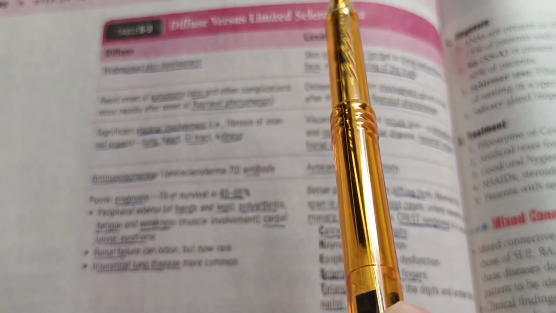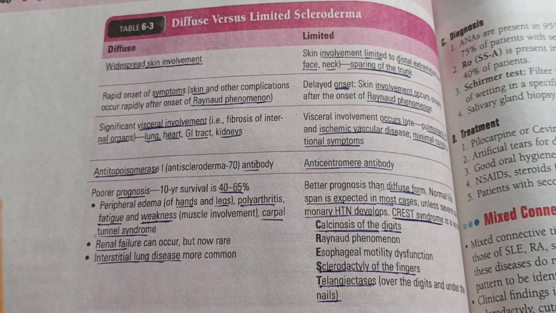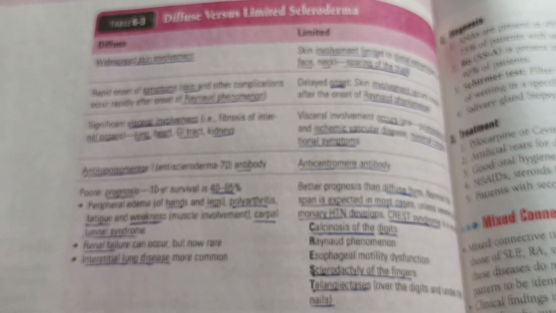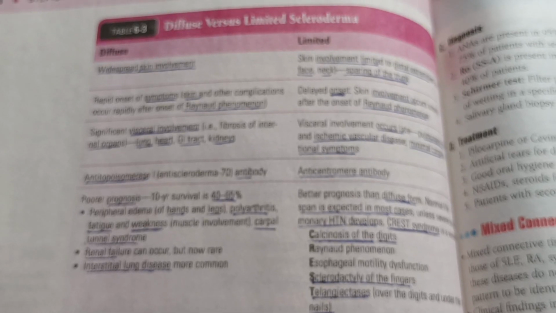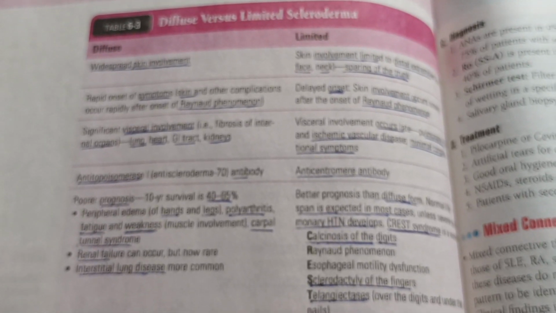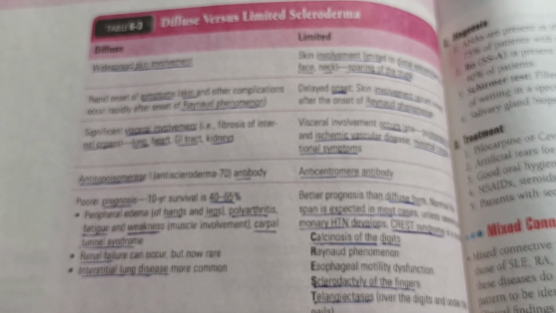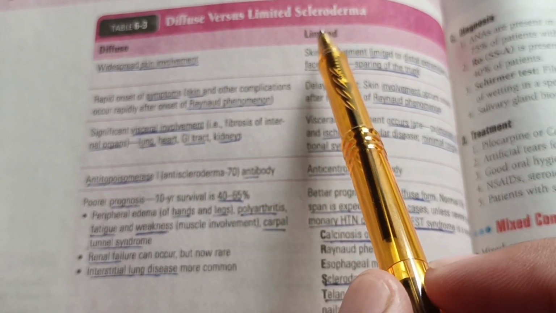So first, I am going to define scleroderma. Scleroderma is an autoimmune connective tissue disorder in which widespread fibrosis occurs. So we have two types of scleroderma. One is diffuse scleroderma, the other is limited scleroderma.